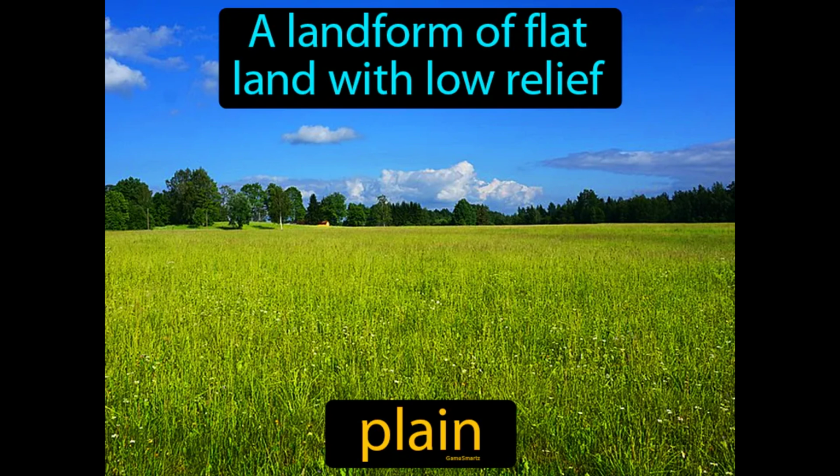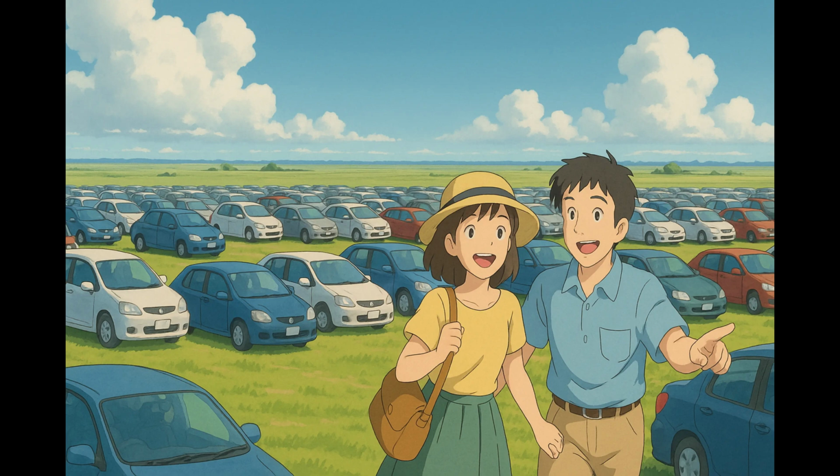A landform of flat land with low relief. Plain. A plain is a large area of flat or gently rolling land with few changes in elevation. Imagine trying to find a parking spot in a crowded parking lot where every space seems the same, with no distinguishable features to guide you. This is similar to a plain, which is a landform characterized by flat land with low relief, making it difficult to differentiate one area from another.